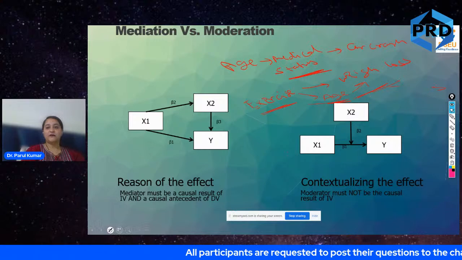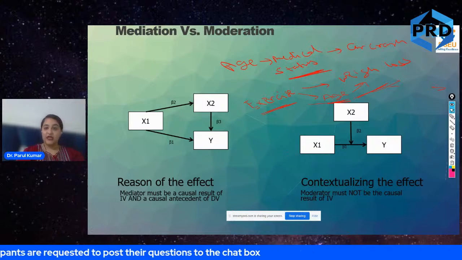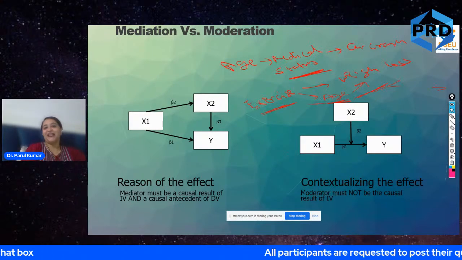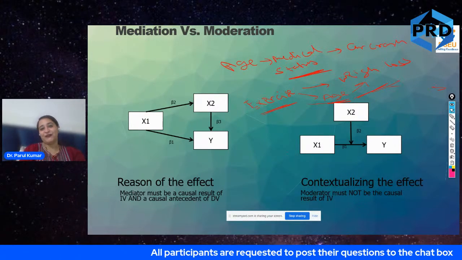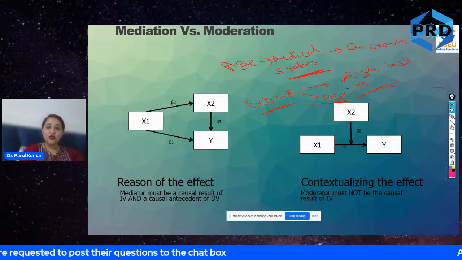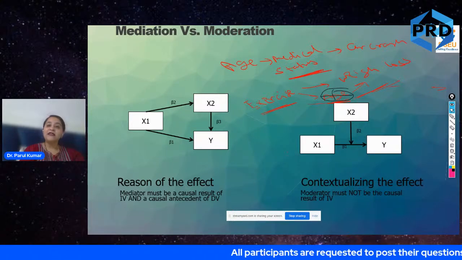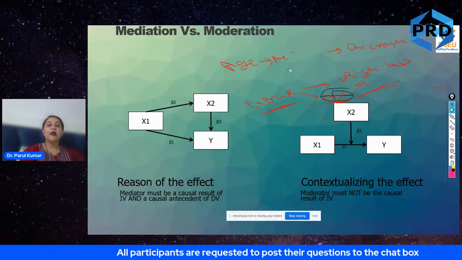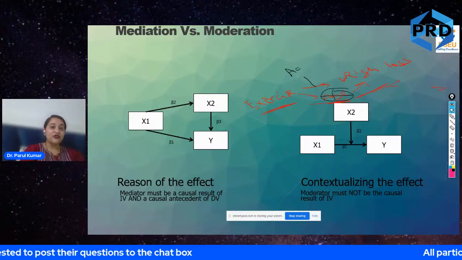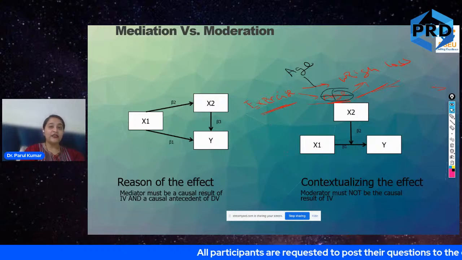Is it possible? No, because age is decided by birth. Exercise will never bring a change in my age. I may feel younger, but my age will keep on increasing whether I do exercise or not. Right? So here age is not a mediator. So what is age? Age is actually moderating this relationship. So with the change in age, this relationship may also change.